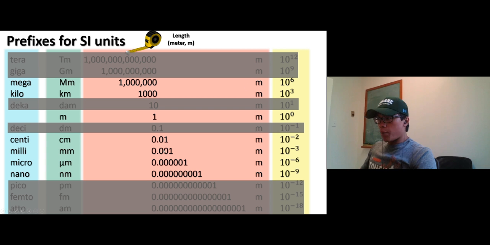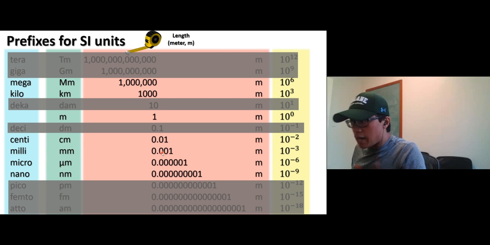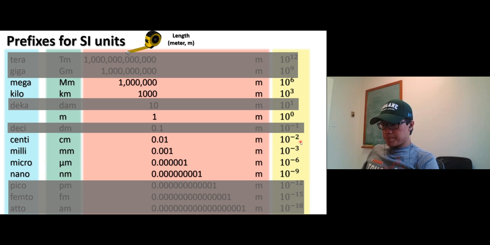Coming down from the bottom, what do we got? You're probably familiar with centimeter. Centi is 10 to the negative 2nd, one 100th. We have milli, 10 to the negative 3rd. Micro, opposite from mega, 10 to the negative 6th. And nano is opposite from giga, 10 to the negative 9th. These are the main ones that you need to know. It helps you a lot when you don't have to look back and forth, and it saves so much time.